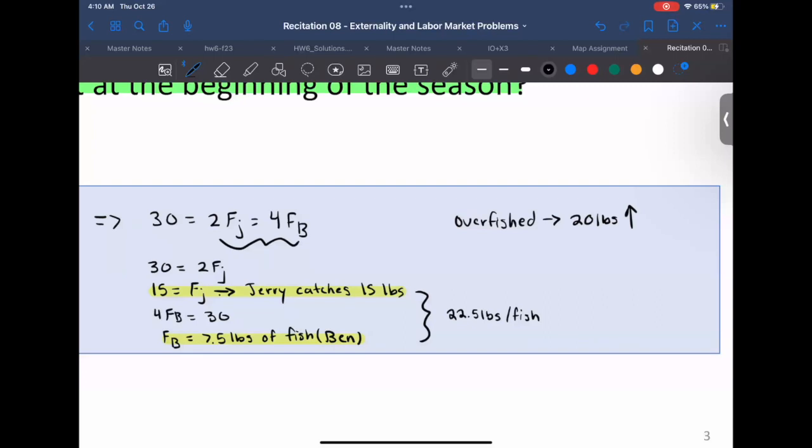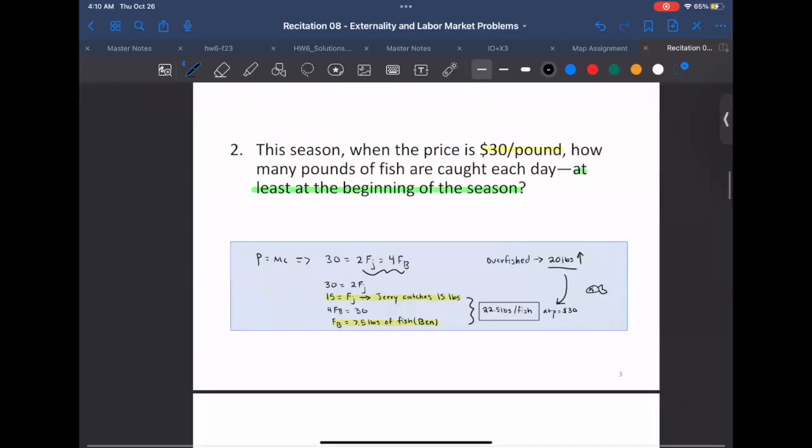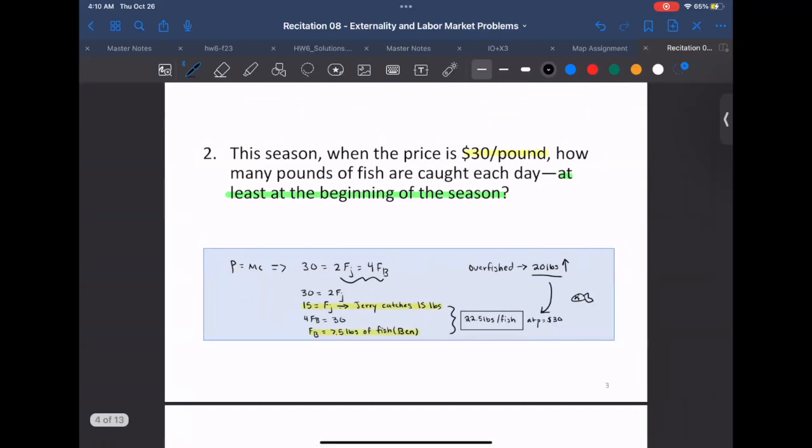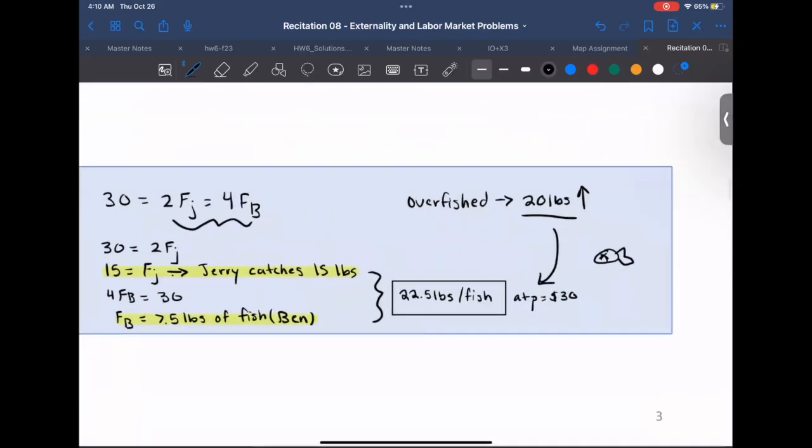So eventually, although this is the rate that we would go at a price of $30, we only end up getting 20 pounds of fish before the pond is overfished. So eventually we're just going to run out of fish. All the fish are being fished, so they're not going to be able to keep this rate up.